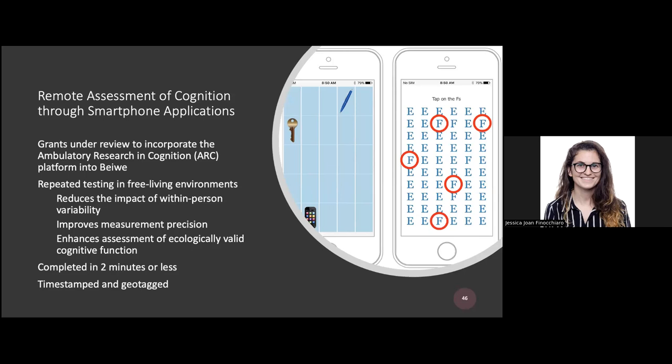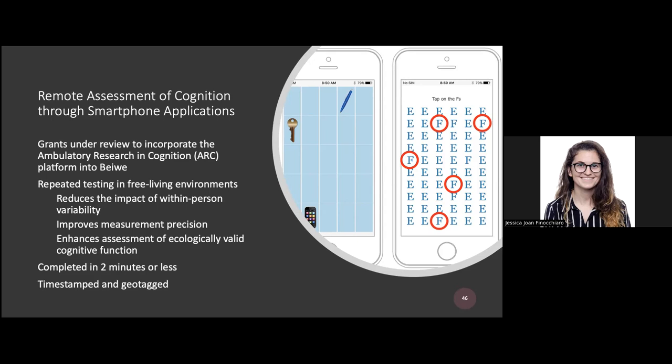And they basically are designed so you can't learn, you can't figure out how to get better at them. And then, of course, these cognitive tests would be timestamped with geotag. So we can see your exposure prior, in the day prior, an hour prior, and see whether exposure to green space is linked to better cognition. So lots to come there.